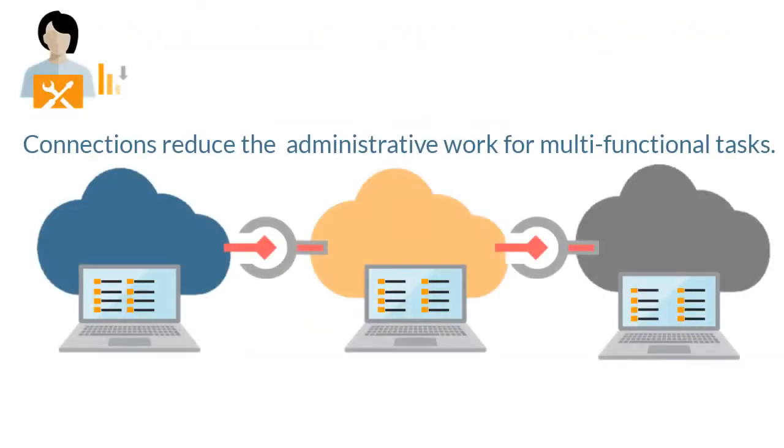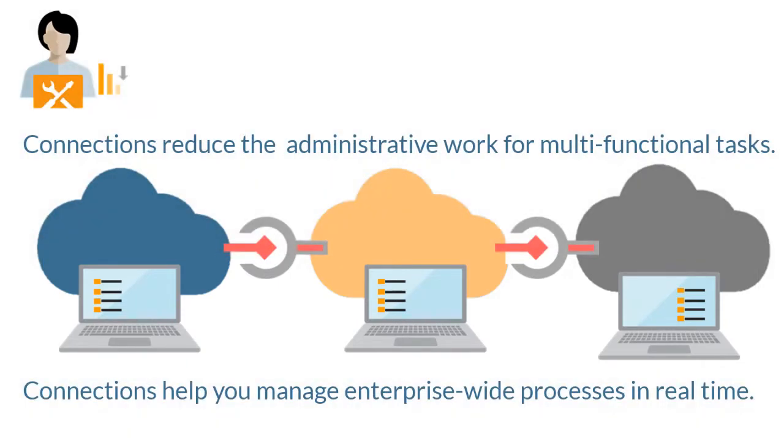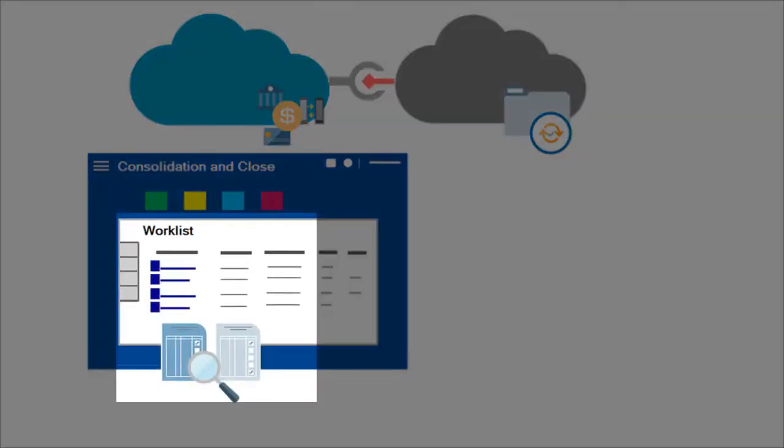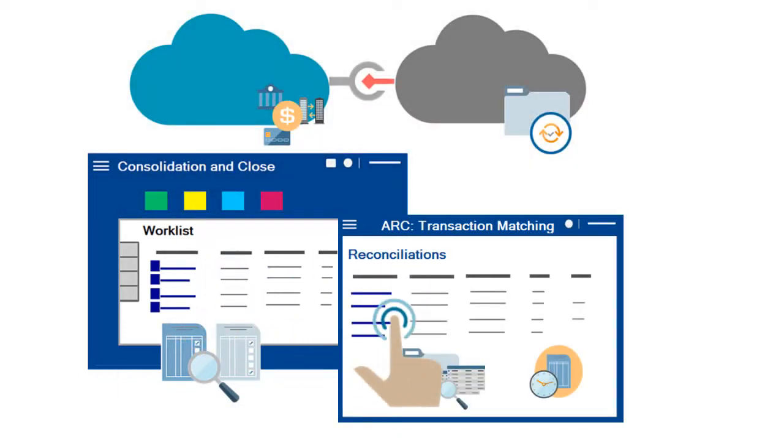Connections help reduce the administrative work needed to manage multifunctional tasks, removing the need to repeat some of the setup tasks in several business processes. They also help you manage enterprise-wide processes in real time. For example, if consolidation and close and account reconciliation are connected, you can perform close activities, like reconciling accounts and matching transactions, using corrective journal entries in account reconciliation.